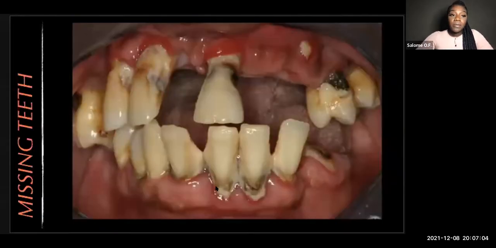So let's move on to missing teeth. In this picture here, this is a worst-case scenario. The gums are completely red. They're bleeding. When we use the instrument in these cases, it immediately starts bleeding. There's a lot of plaque built up, and the plaque has gotten to the point where it's so hard that it needs to be removed professionally.